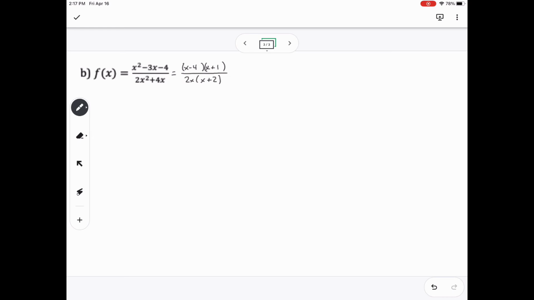Okay, letter B here, I need to factor once again. Notice this time there are no factors that are the same, so I'm not going to have a hole on this one. It doesn't happen all the time. But our degrees do match again, so our horizontal asymptote will be the top number divided by the bottom number, which in this case is 1/2 again. For the vertical asymptotes, set the denominators equal to 0, so 2x equals 0 and x plus 2 equals 0. That gets you x equals 0 and x equals -2.